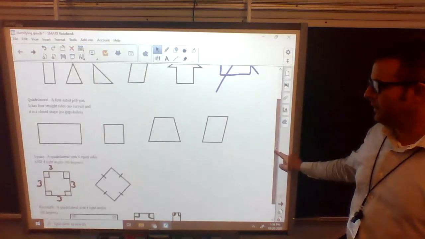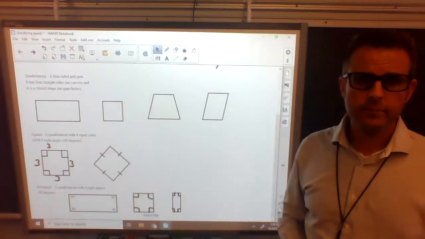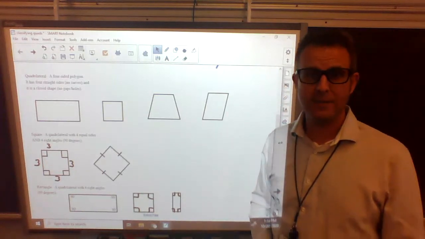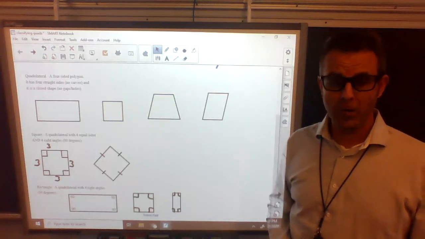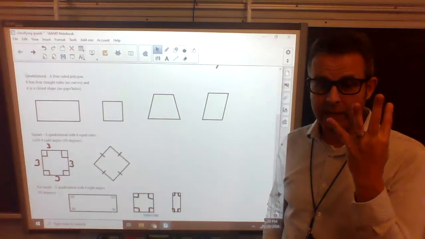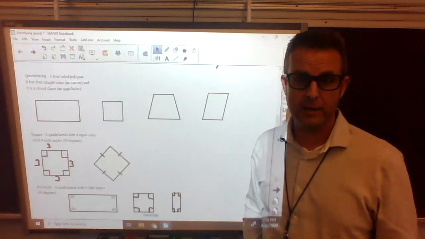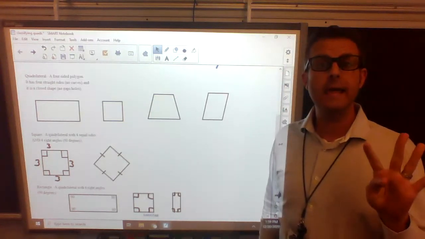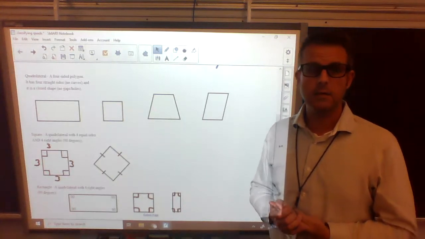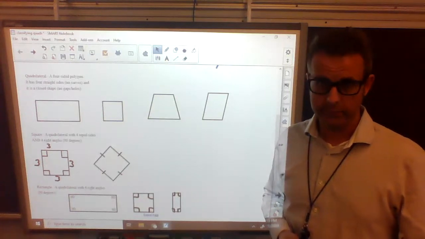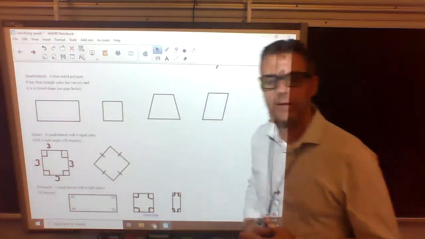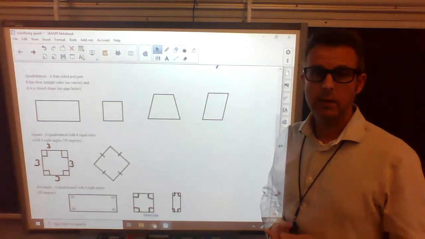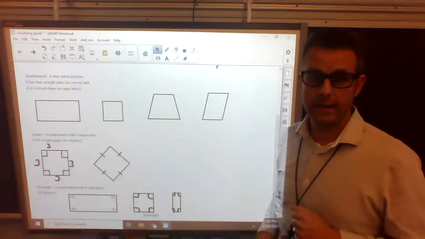Next, we have our square. Some of you know what a square is, some of you don't. I'm going to give you the actual definition of what makes something a square. A square is a quadrilateral, so it has to have four sides, and it has to be a closed shape with straight lines. The other thing is it has to have four equal sides, so all four sides have to be the same length, and it has to have four right angles. I have given you a couple of examples of a square. Again, what makes a square a square? One, it's a quad. Two, four right angles. Three, four equal sides. It has to be all of that, or it's not a square.